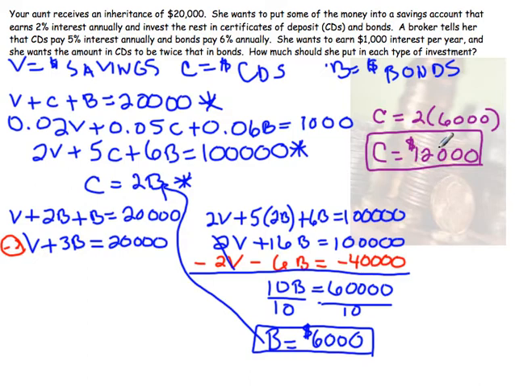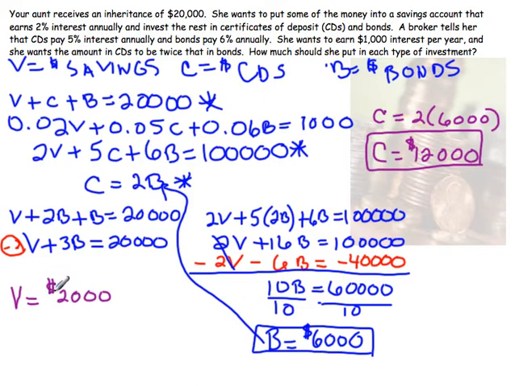Now, there's a couple ways you can do this. I could take these two and go back and plug them into this first equation, and I could do that very easily. Or you could even think to yourself, well, $18,000 is accounted for. That means that the savings account has to only be $2,000.